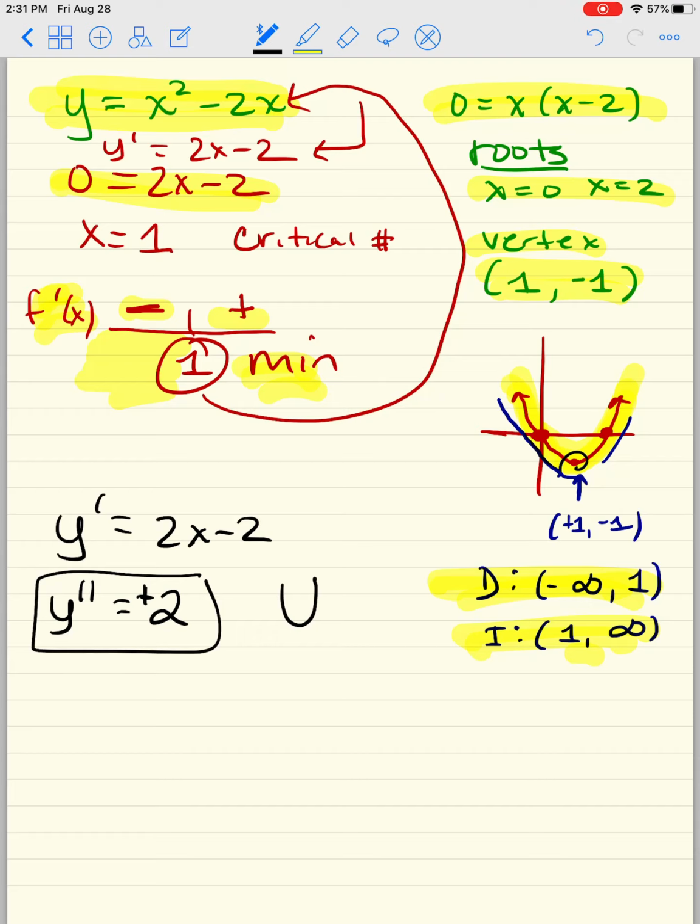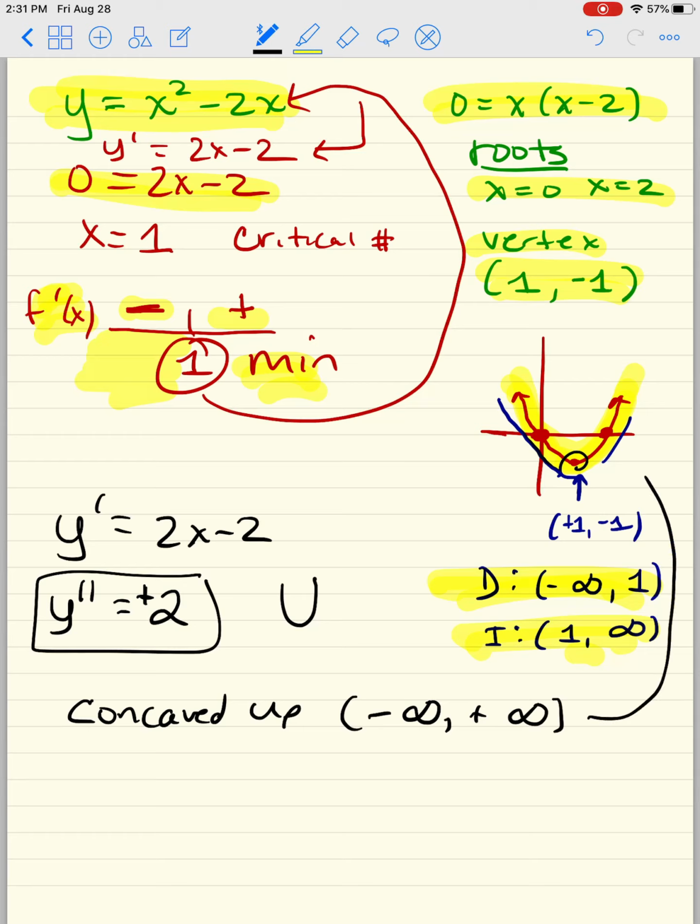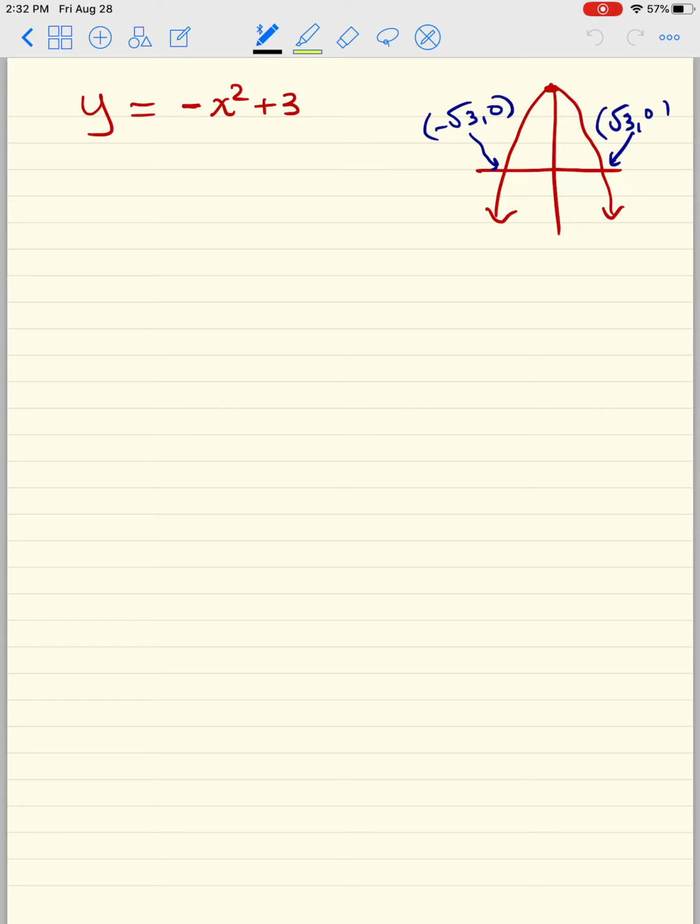And therefore, since there's nowhere to solve for 0, the function is concave up, so I'm going to write down concave up from negative infinity to positive infinity, just like the picture shows us. This picture shows us that the entire interval is concave up. Now, what you generally are supposed to do is take the derivative of the derivative, set it equal to 0, and basically follow the same rules, okay? So let's try one more really quickly.